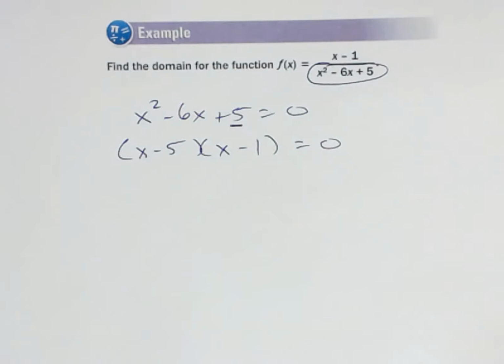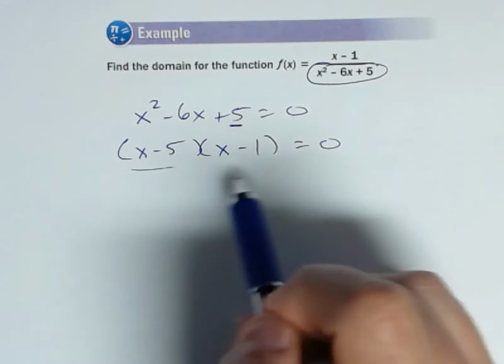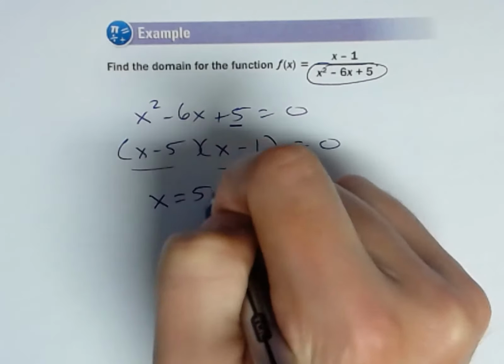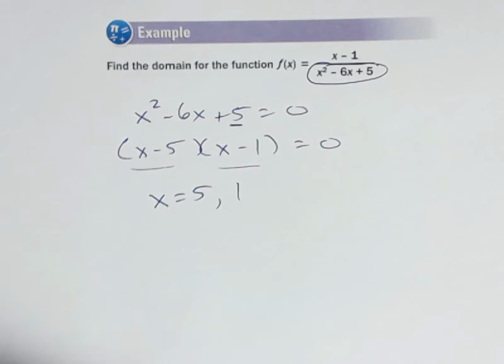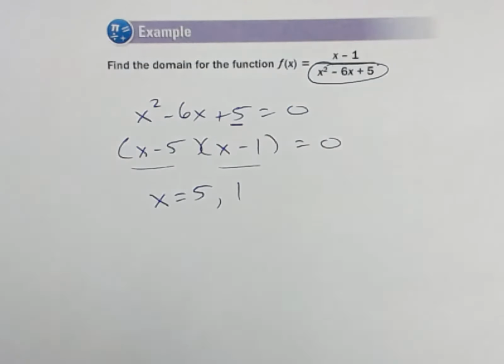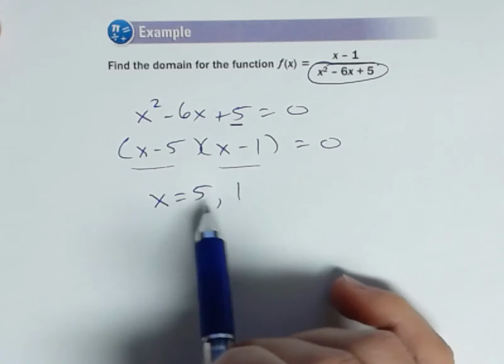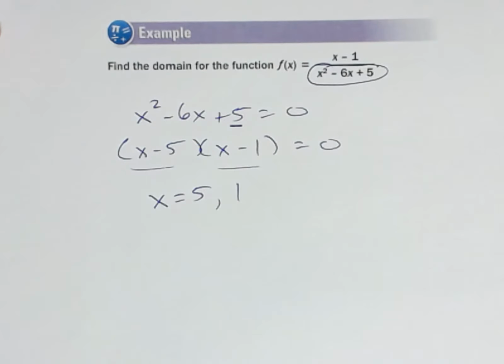Now, this is basic solving equations, right? Now you could set each piece equal to 0 and solve it. And so x would be 5 and 1 if we were just solving a simple quadratic. Now, what I just figured out is x can't be those, because that would make the denominator 0.